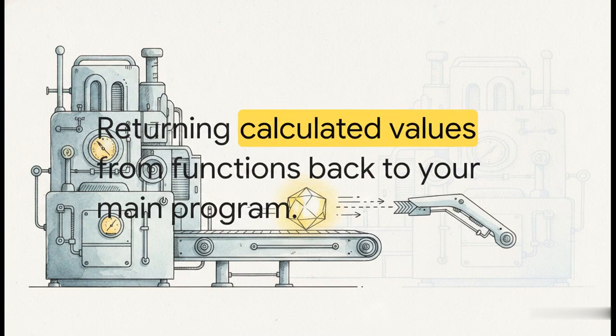Once your function has processed those arguments, you're going to need the result. And that is exactly where the return statement comes in. The return statement is literally the finished product coming straight out of the machine. It takes whatever value was calculated inside the function and shoots it right back out to your main program, where you can easily store it in a variable or use it for some other calculation.